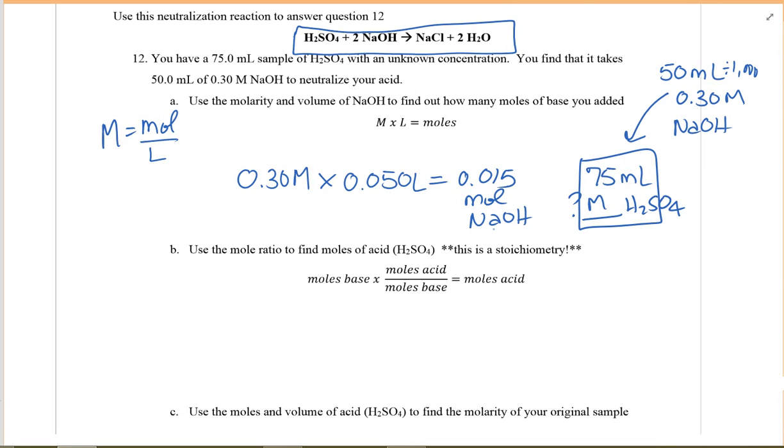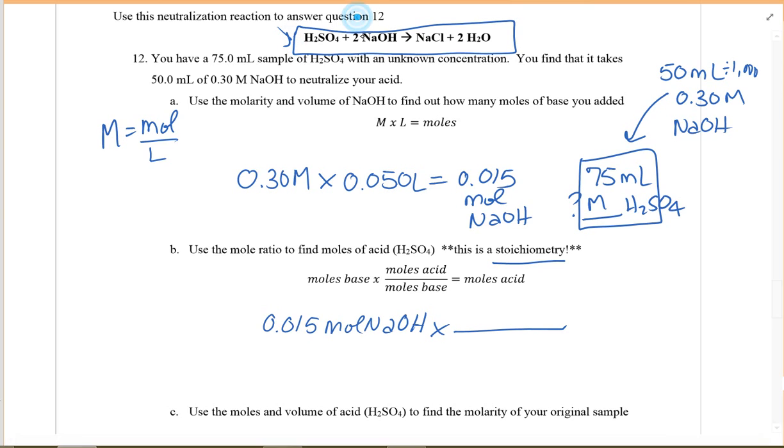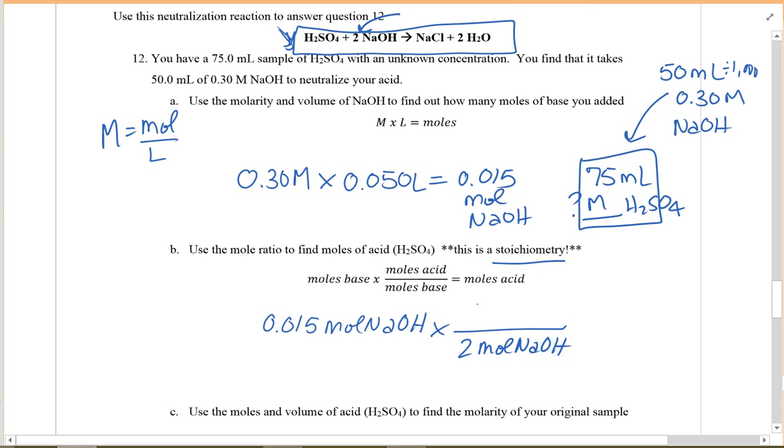Okay, so now that I know moles of sodium hydroxide, I need to find moles of sulfuric acid. This is a stoichiometry step. Whenever you're going from moles of one thing to moles of something else, you're doing stoichiometry, using the mole ratios from the balanced chemical equation. I'm starting with what I know: it took 0.015 moles of sodium hydroxide to neutralize my acid, and based on my balanced chemical equation, my acid and my base react in a 2-to-1 ratio. That means it takes 2 moles of NaOH to react with every 1 mole of H2SO4.